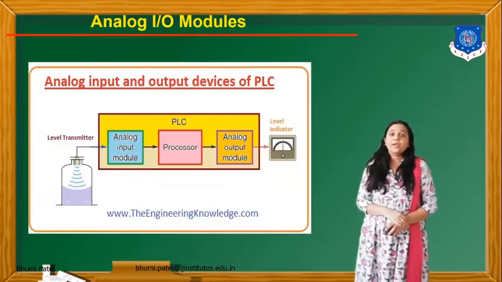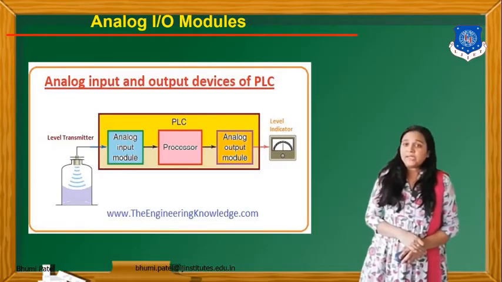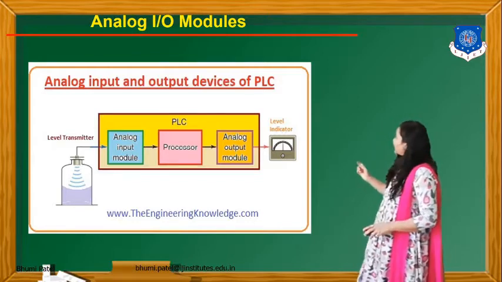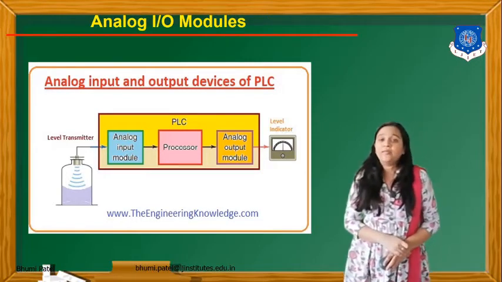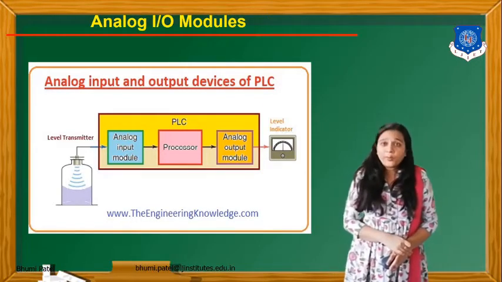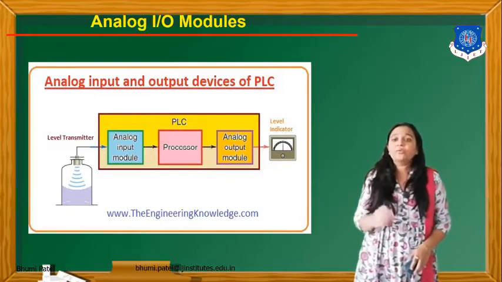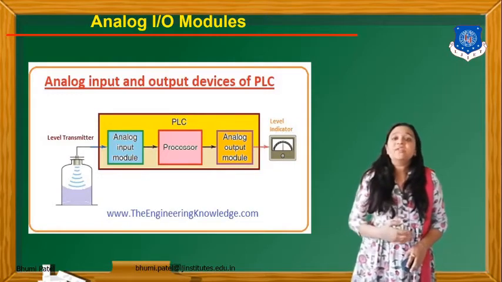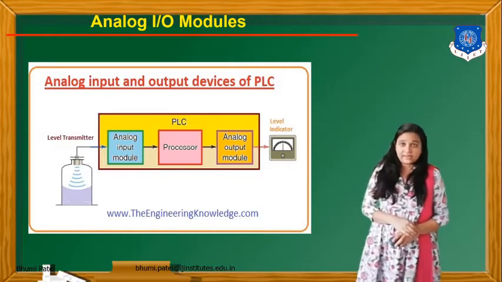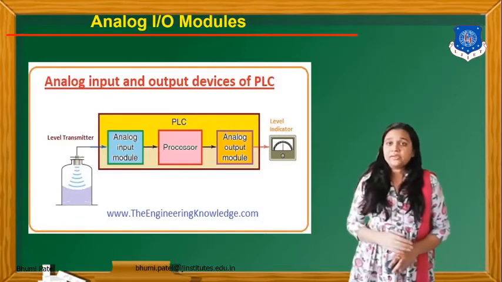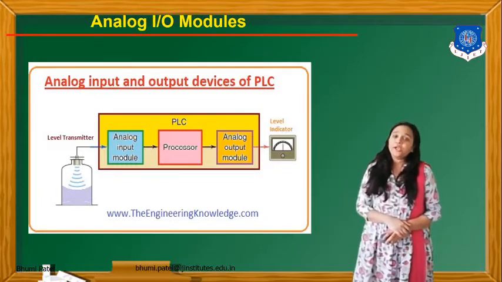Okay, so what type of analog input and output module is used in the PLC? Here a simple example is given. You can see that at the input we connect a level transmitter. So our input device is the level transmitter. Whatever input is given to the analog input module, as we discussed earlier, the input module has a number of devices connected, like 6, 8, 16. So the output of the level transmitter goes to the analog input module.